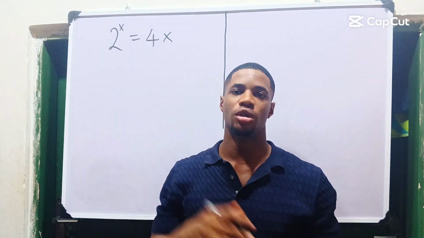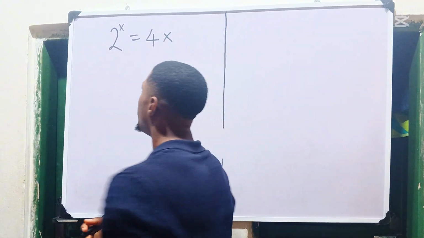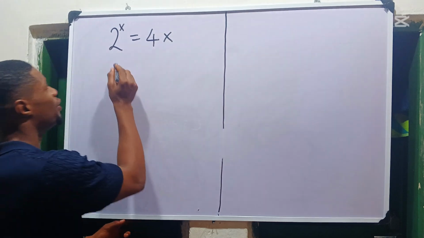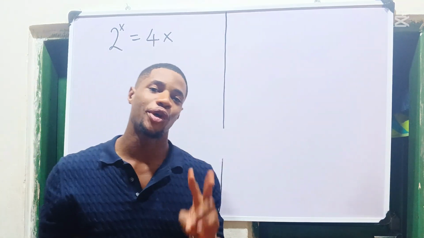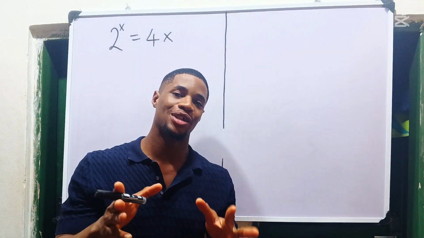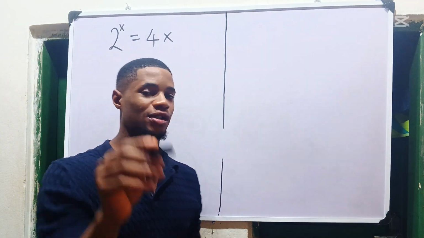Let's solve this equation on the board quickly. Okay. Now, if you look at the equation, it says 2 raised to the power x is equal to 4x. Now, there are two methods you can use to do this. You can use the assumption method, or you can use what they call the Lambert's W formula method. I want you to pay close attention.